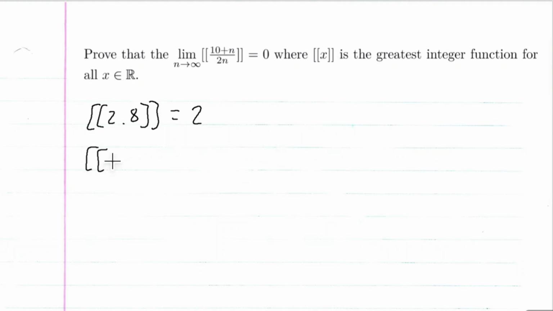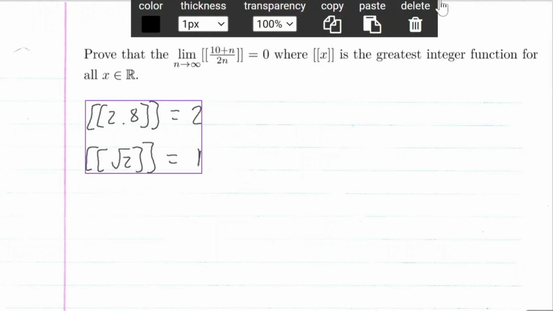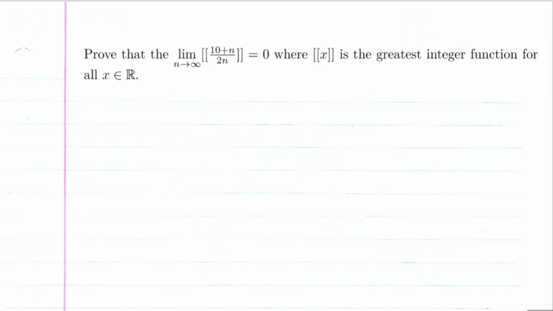Another example could be the square root of 2. We know that that's approximately 1.41, so the greatest integer that is less than or equal to the square root of 2 is 1, and so on. Okay? So now that we have an idea of how the greatest integer function works, let's go ahead and get started on this proof. So, proof.